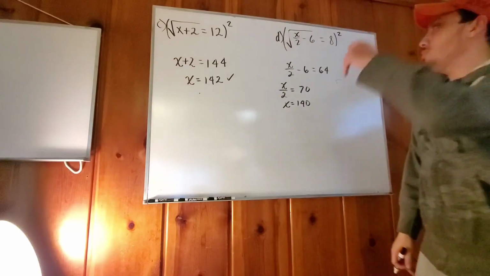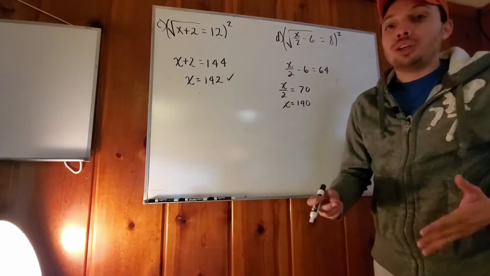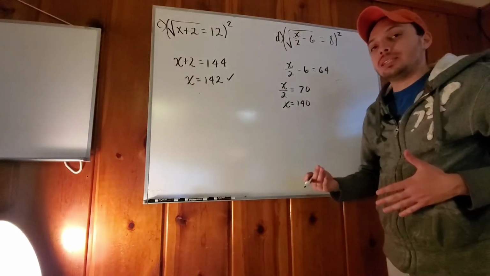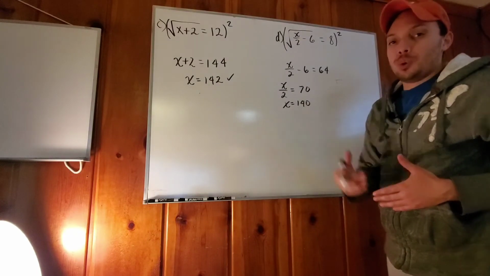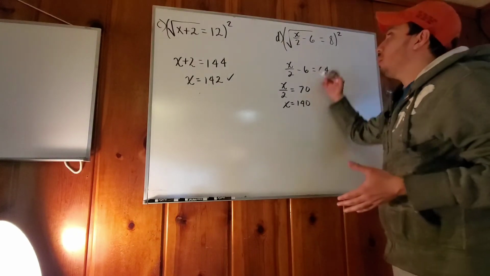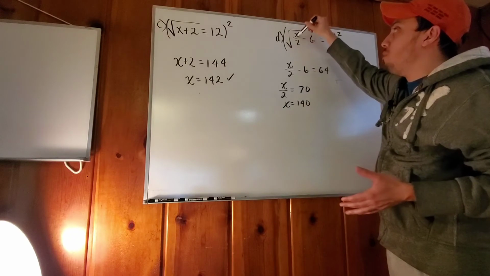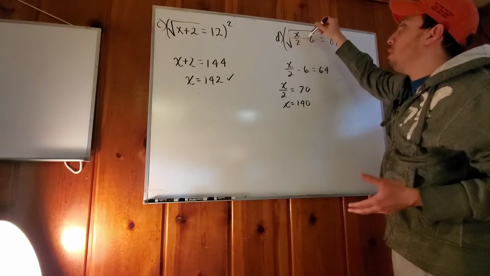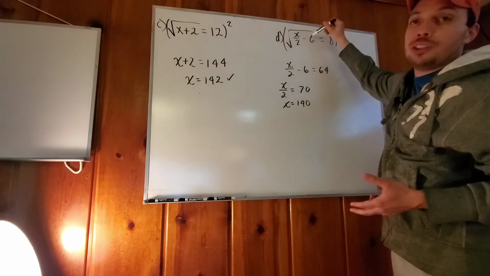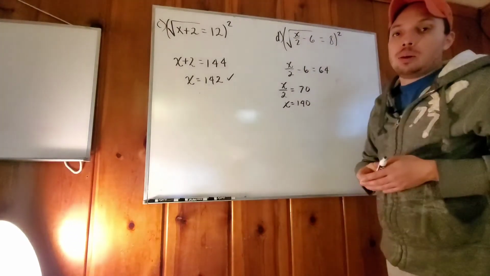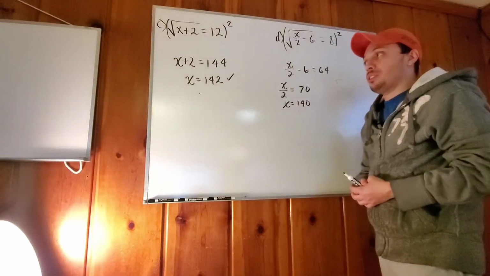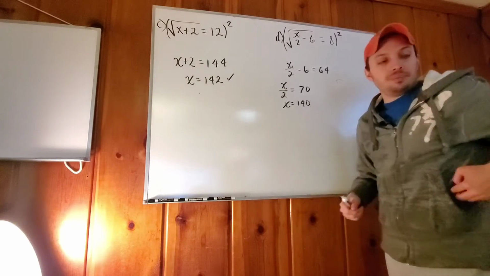Okay, so pay attention here. 140 divided by 2 is going to be 70. Minus 6 is going to be 64. Square root of 64 is going to be 8. That's why I know it's correct, because 140 divided by 2 is 70. Minus 6 is 64. Square root of 64 is going to be 8. That's how we check. And that's it for example 1. It's actually pretty easy. Let's move on.